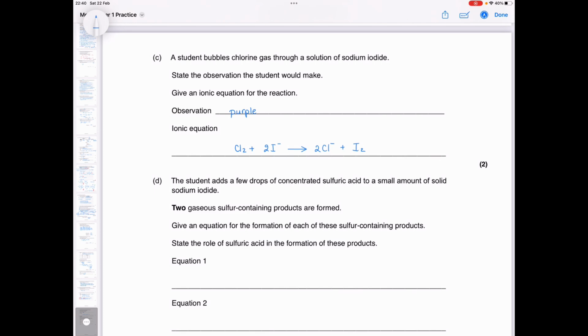Let's have a look. Are we in solution? Bubble of chlorine gas through a solution of sodium iodide. Okay, so we're not going to see a purple solution. We're going to basically see a brown solution. We're going to see iodine in solution here. And that's a brown solution.